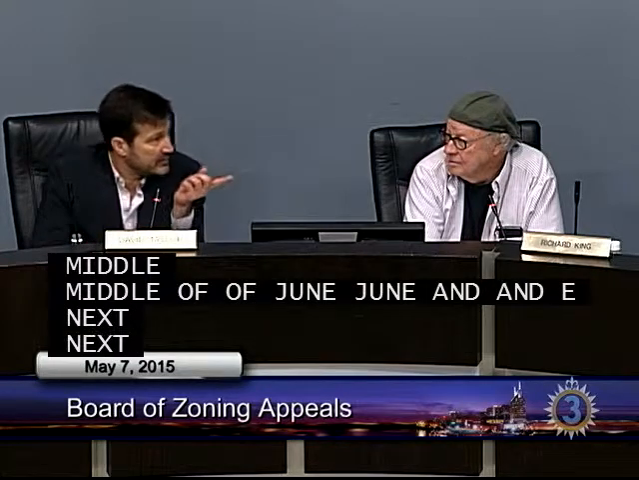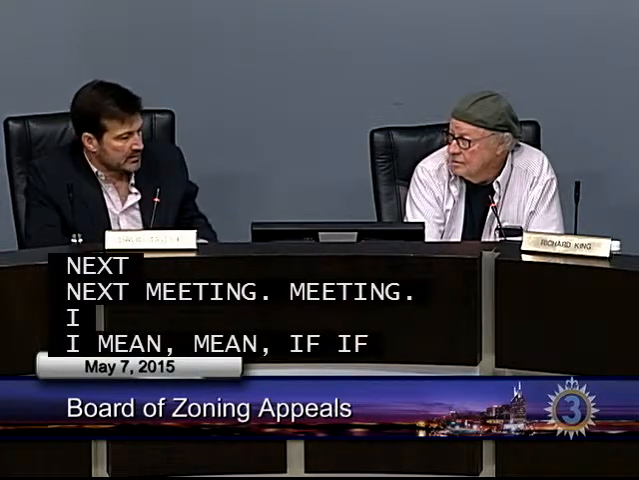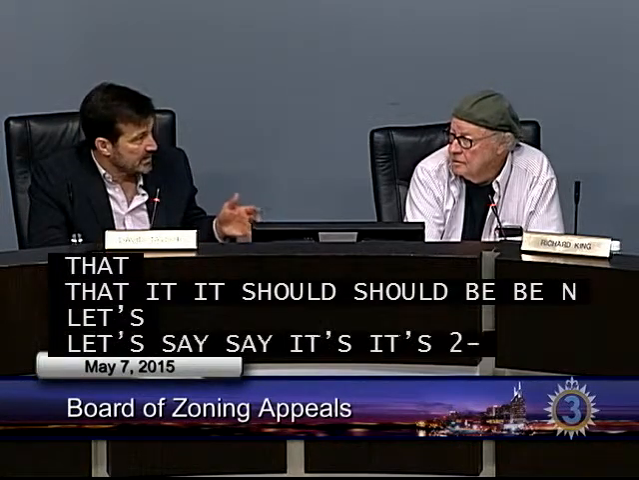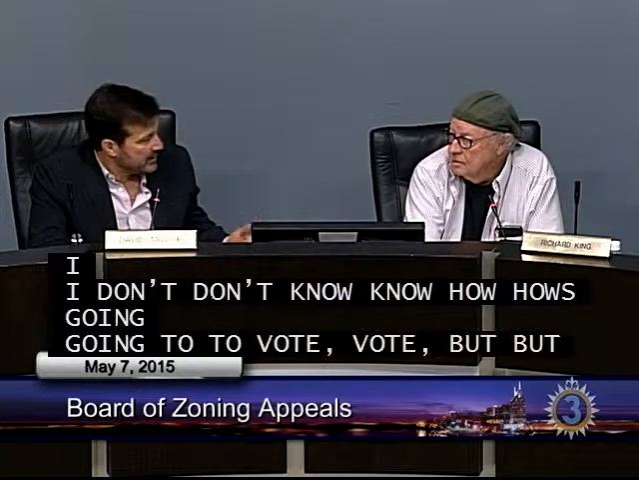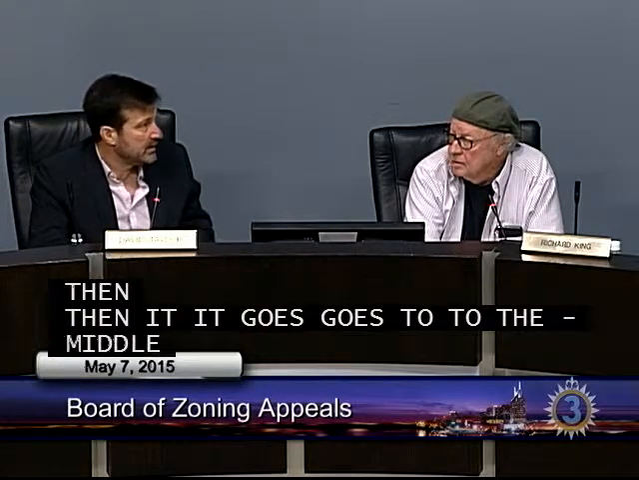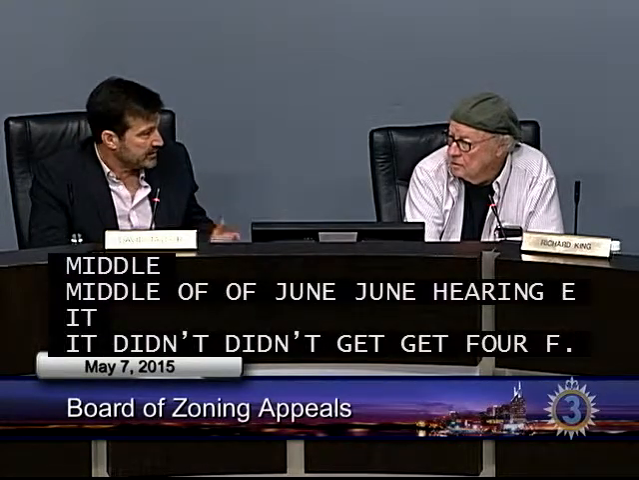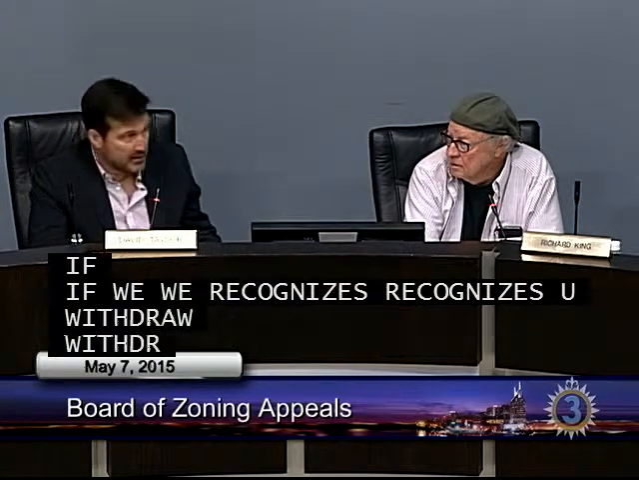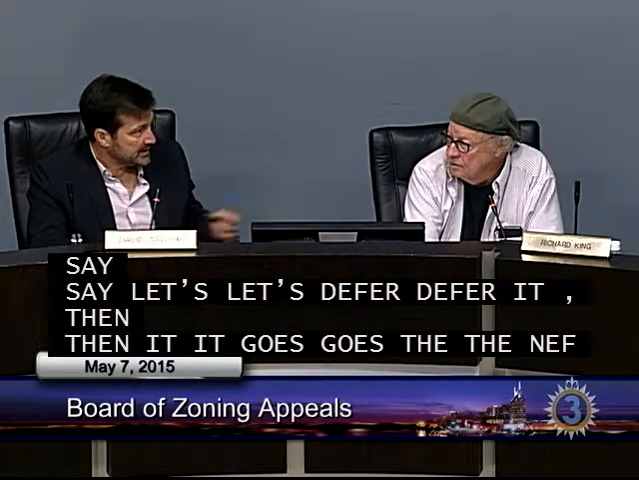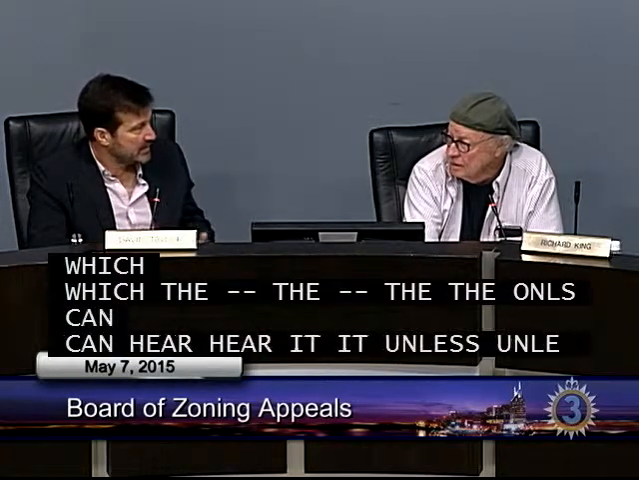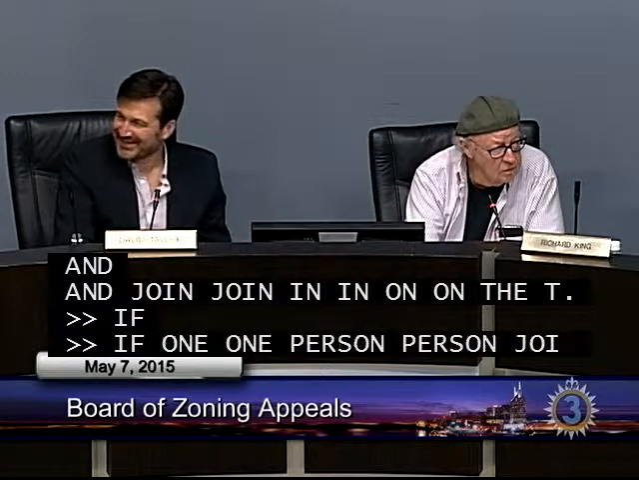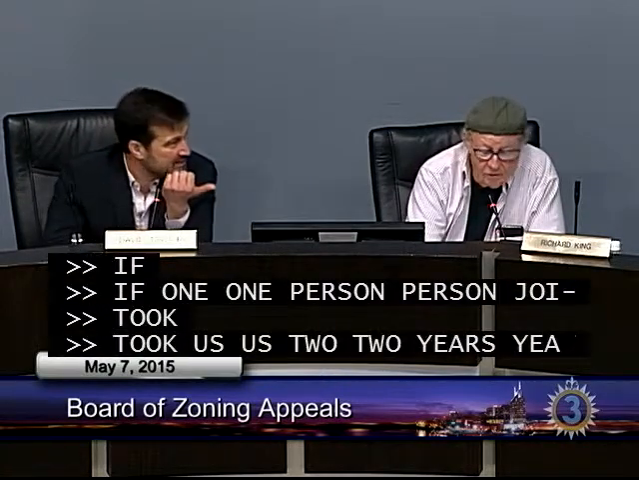I mean, if David is thinking that it should be granted, and let's say it's 2-2. I don't know how everybody's going to vote, but I kind of do. Say it's 3-1, then it goes to the middle of June hearing because it didn't get 4 votes. If we recognize that and you withdraw your motion and we say let's defer it till next time, then it goes to the next meeting, of which only the 4 of us can hear it unless the others who aren't here watch the tape and join in on the discussion. If one person joins in. It took 2 years to figure out how all that worked, but I finally did. So that's kind of where we are.